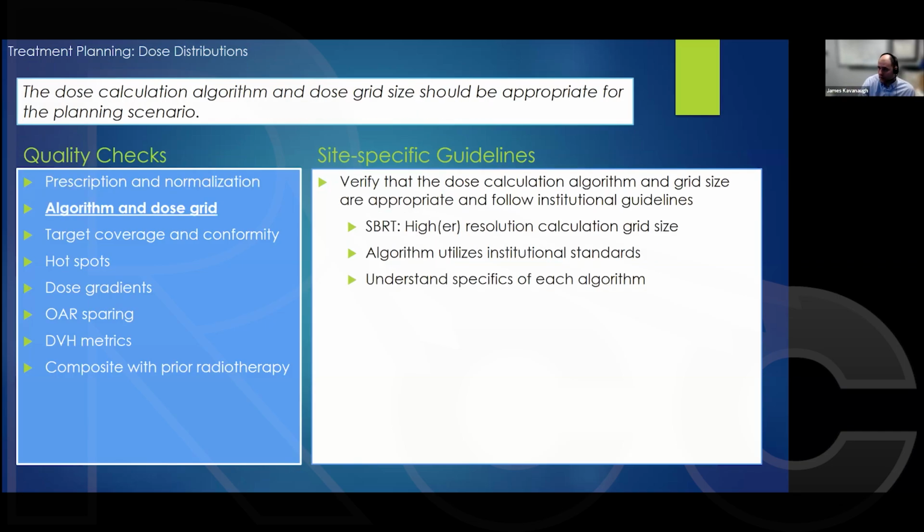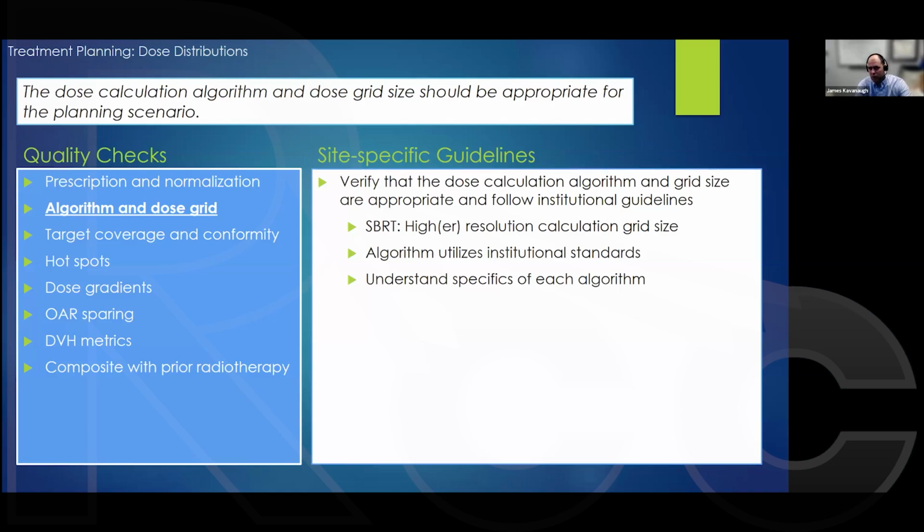Algorithm and dose grid. Verify that the dose calculation algorithm and grid size are appropriate. As I mentioned before, for SBRT you typically want a higher resolution calculation grid size. I mentioned this in relation to contour resolution, but the same thing applies for dose grid resolution. If we're using 2 millimeter slice thicknesses, we may use a 2 millimeter grid size versus 2.5 or 3 millimeter for the calculation.